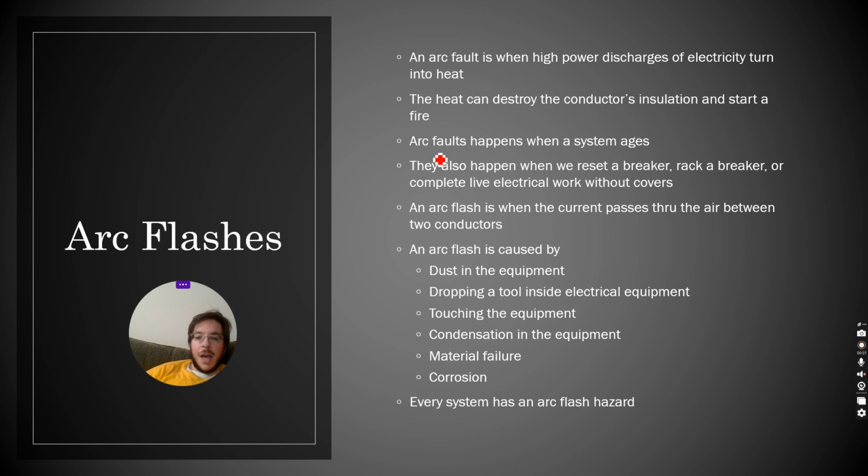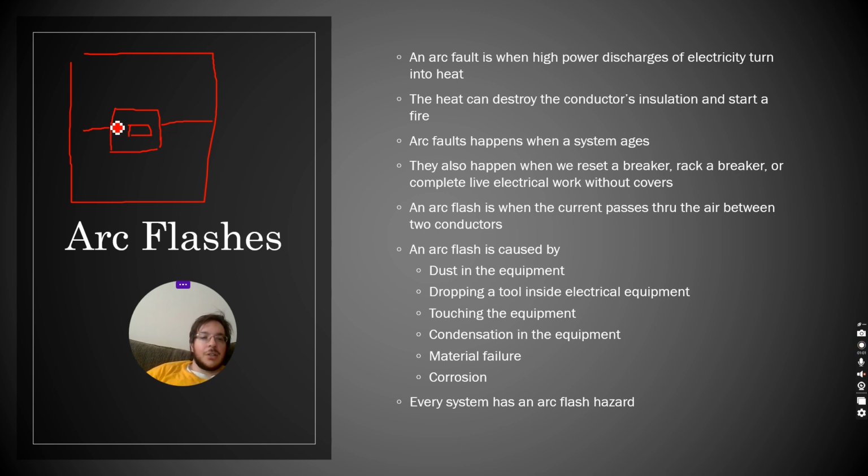These arc faults can happen when a system ages, or when we reset a breaker, rack a breaker, or complete live electrical work. The big arc flashes typically happen in an electrical panel. We've got a panel, a conductor, and a breaker. Electricity is passing through the breaker, and then I shut the breaker off, or I turn the breaker on, and that connects these two surfaces.